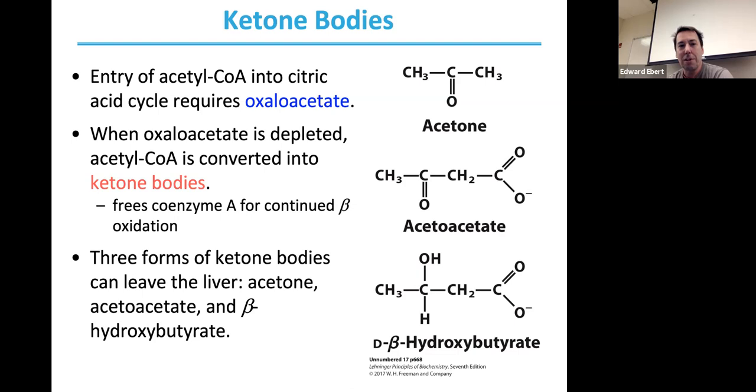So this conversion into ketone bodies allows coenzyme A to be freed up so that it can continue beta oxidation, right? So if you still need energy, but you don't have enough OAA, then you make ketone bodies and you can still metabolize fat, all right? These three can leave the liver and they can provide energy to the brain and heart and muscle, all right?